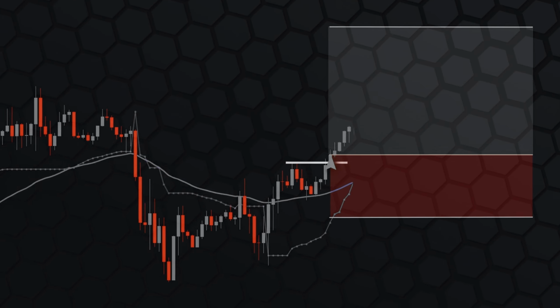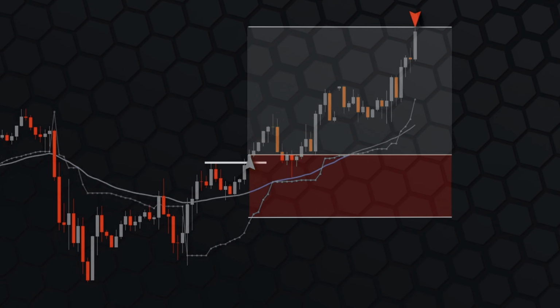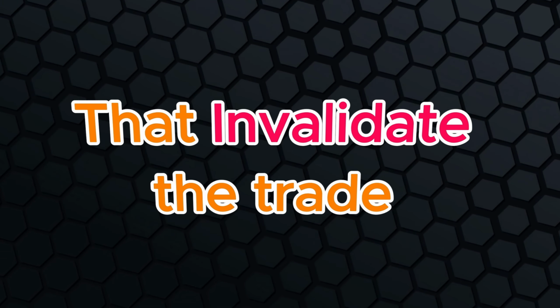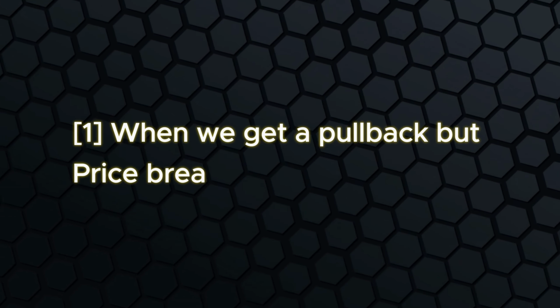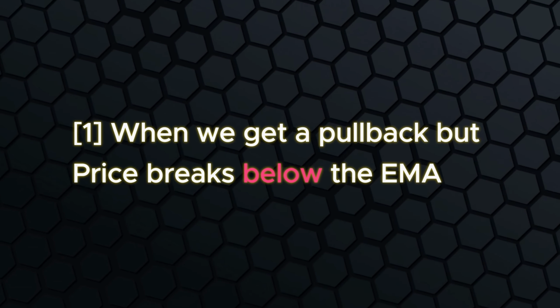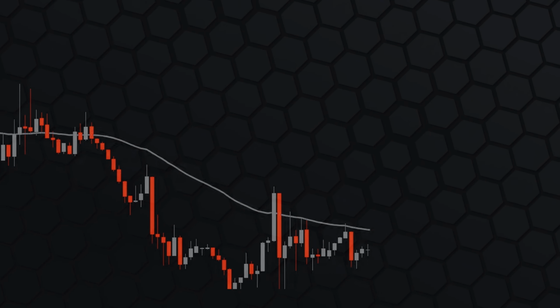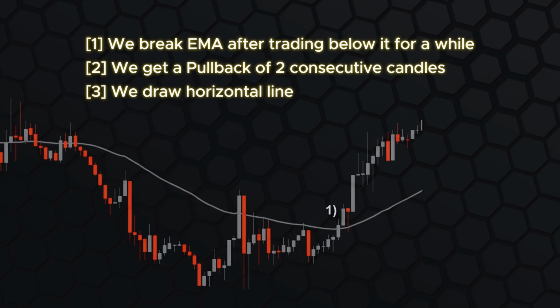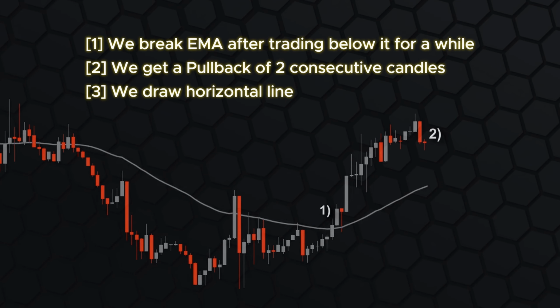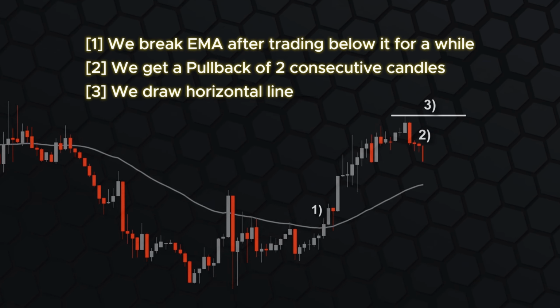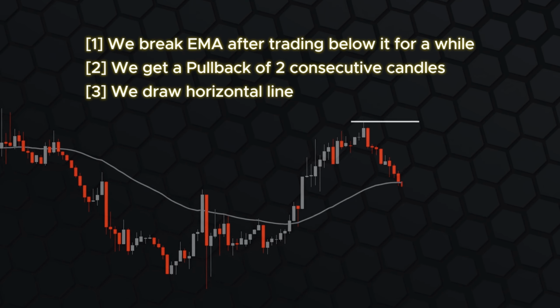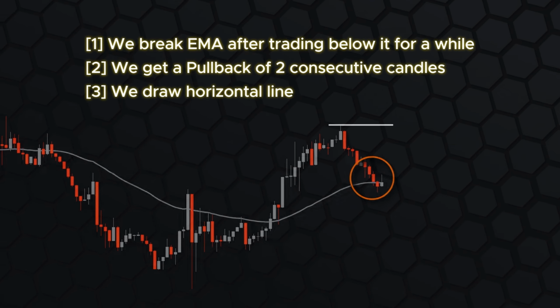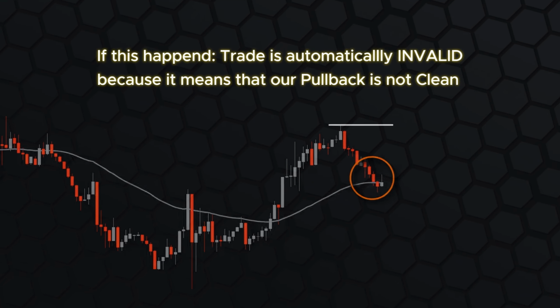Now, while the setup can look perfect, that doesn't always mean that it's a good trade. I have two main things that invalidate the trade for me. First, when we get a pullback but price breaks below the EMA. So, let's say that all the first steps in the strategy go according to plan. We break the EMA after trading below it for a while. We then get a pullback of two consecutive candles, which means we can draw the horizontal line. But then, before we manage to break that line, the pullback was so deep that it broke below the EMA. If this happens, the trade is automatically invalid because it means that our pullback isn't totally clean.